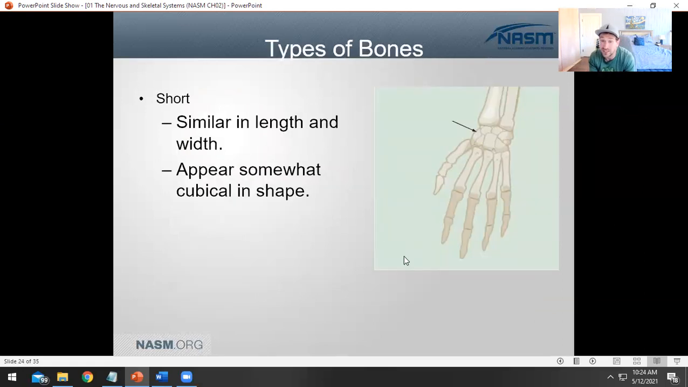Like I said, we've got a lot of different types of bones. We have short bones. Short bones are kind of similar in length and width. They're sometimes called cuboid bones or cubical bones. You'll sometimes hear that term as well. But they're basically little tiny short bones. They often make up the little bones in your wrist or the bones in your ankle. Those are really good examples of short bones.